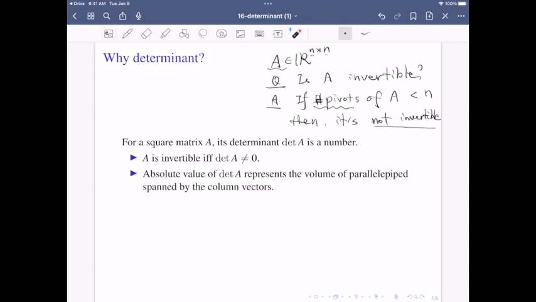Another application of the determinant of A is from geometry. The absolute value of the determinant of A represents the volume of the parallelepiped spanned by the column vectors. We're not going to emphasize this property. In this class, we only test this part: A is invertible if and only if the determinant of A is not equal to 0.